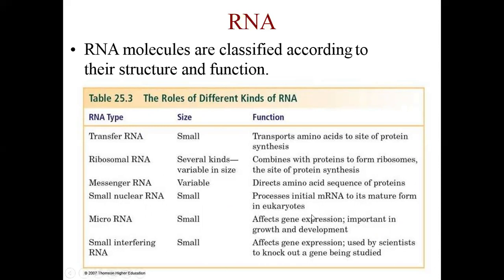Basically, the transfer RNA transports amino acids for protein synthesis. The ribosomal RNA combines with proteins to form ribosome. This is the site for protein synthesis. The messenger RNA directs the amino acid sequence for the protein synthesis. The small nuclear RNA processes the initial mRNA to its mature form in eukaryotes. The microRNA and small interfering RNAs both affect the gene expression. Then this is important for the growth and development.